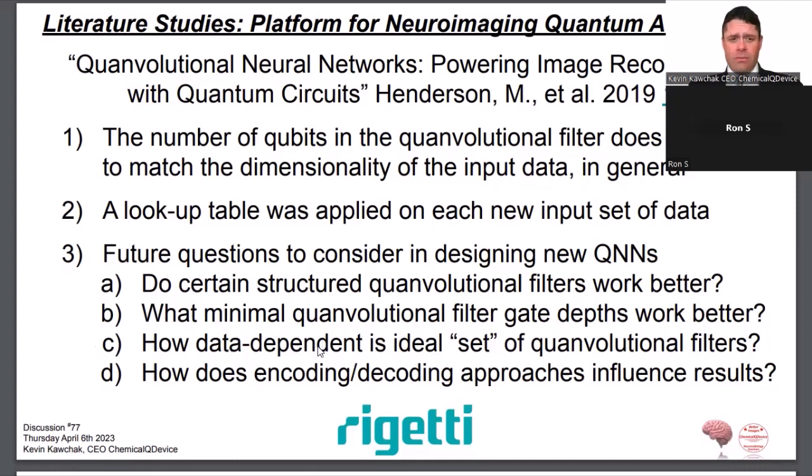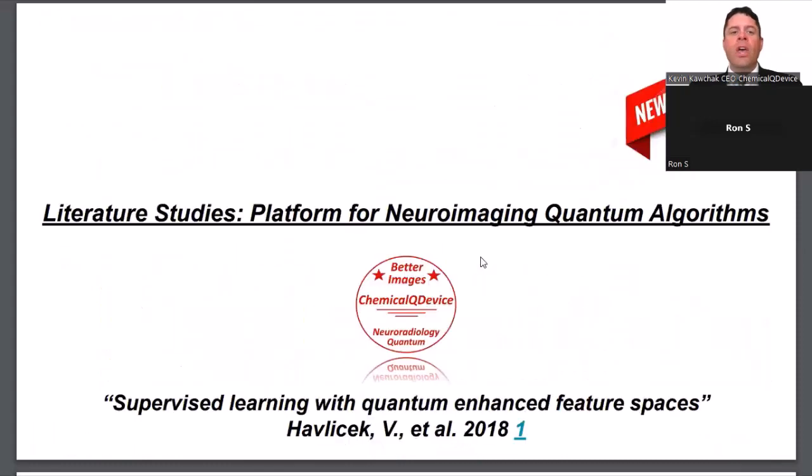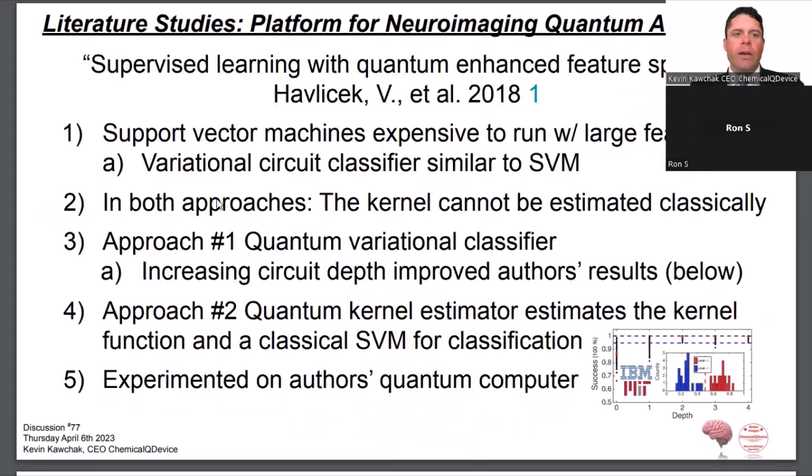How data dependent is the ideal set of convolutional filters? And how do encoding and decoding approaches influence results? This is basically the beginning of a quantum circuit, and then you do some other things, and then you're decoding, or measuring, basically.